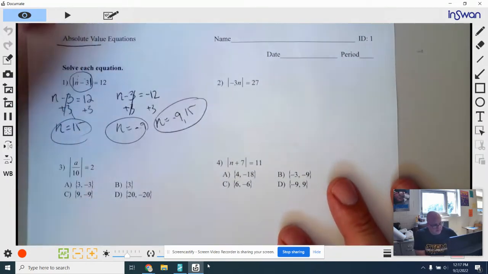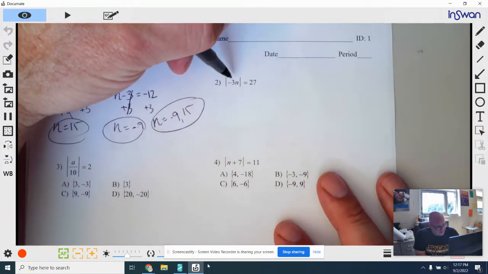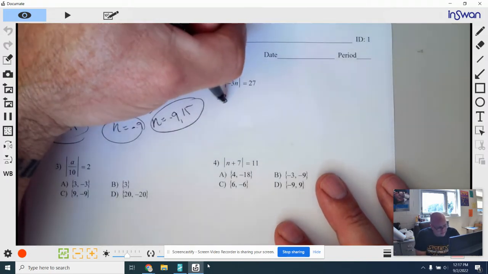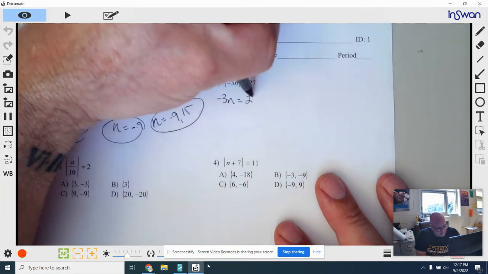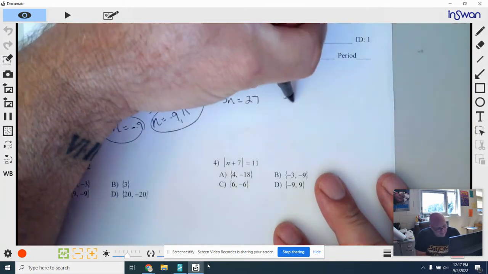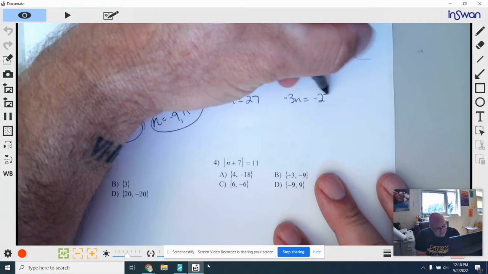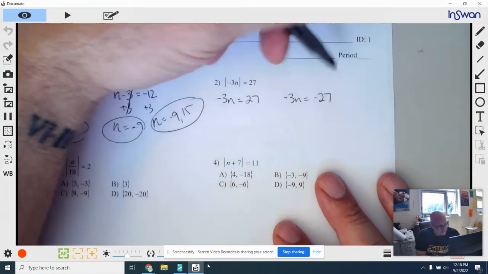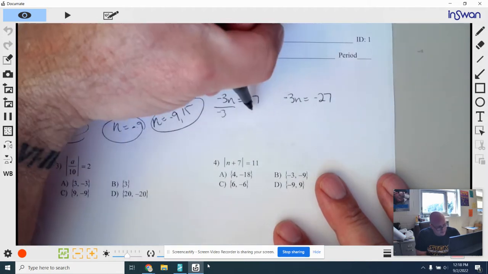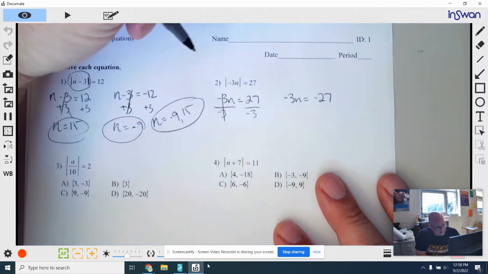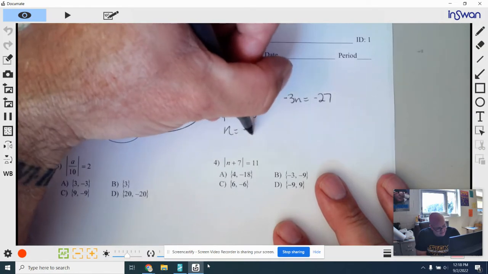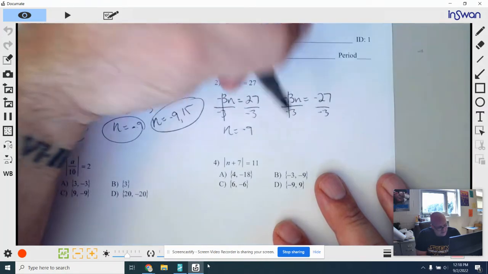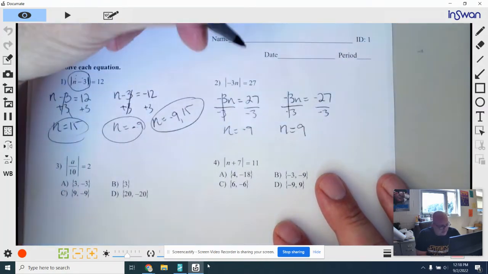Okay, number 2. We see that this absolute value bracket is isolated. So at this point, I'm ready to make two equations. So negative 3n is equal to 27. And then I say negative 3n is equal to negative 27. Again, I take the answer and just make it its opposite. So to solve, I would divide by negative 3 on both sides. So n is going to be equal to negative 9. Come over here, divide by negative 3, and n equals positive 9.